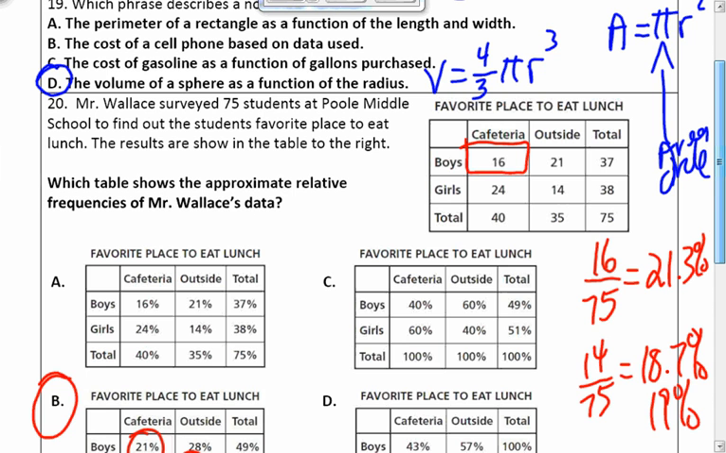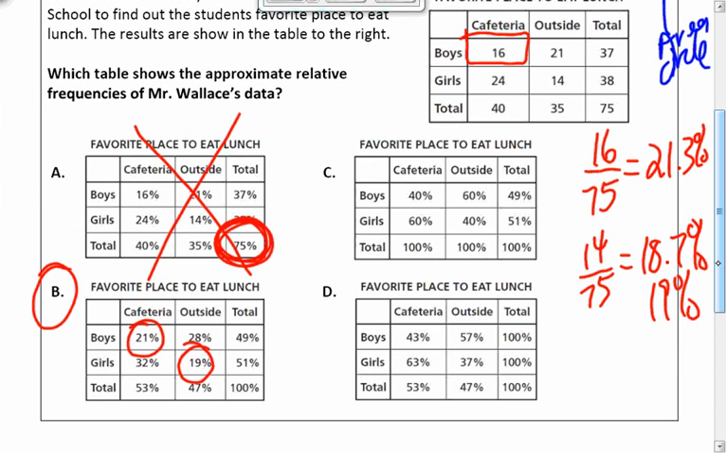If we look at the other ones though, we notice that some don't make sense. A just took the numbers that were in the table and put a percent sign. That is not how you find a percent. So this is just completely absurd. This bottom right corner box always needs to be 100%. So in C, we have that 100%, but these numbers don't make sense at all.